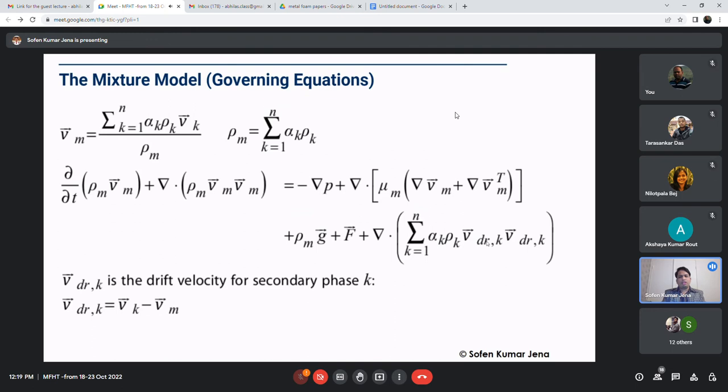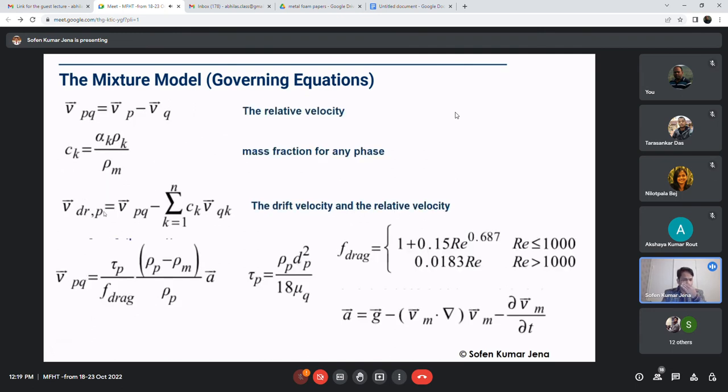To compute the drift velocity, we need the superficial velocity of the individual phases. But we are not actually calculating the superficial velocity of the individual phase. We are calculating the mixture velocity.